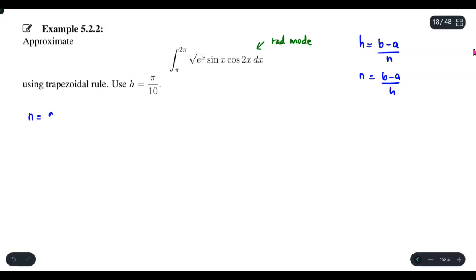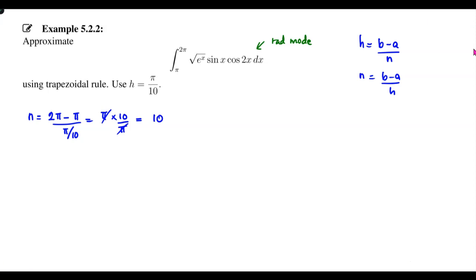So the upper limit is 2 pi. Okay, the lower limit is pi. So pi over h, your h is pi over 10. So at the top we have pi, and at the bottom we have pi over 10. So it is 10 over pi. You can cancel out pi, and then n will be 10. Okay, n equals 10. So what happens next?